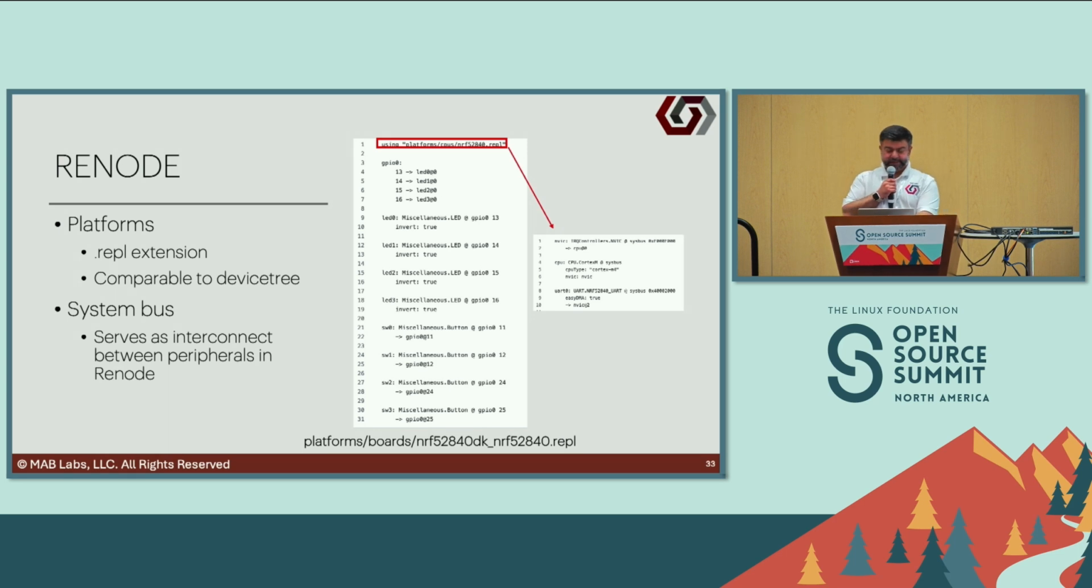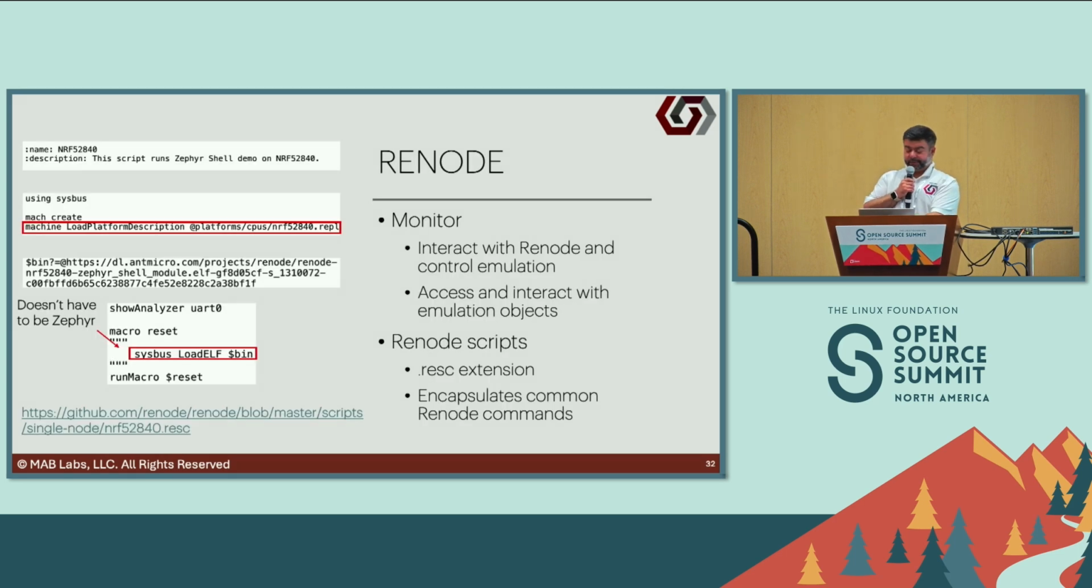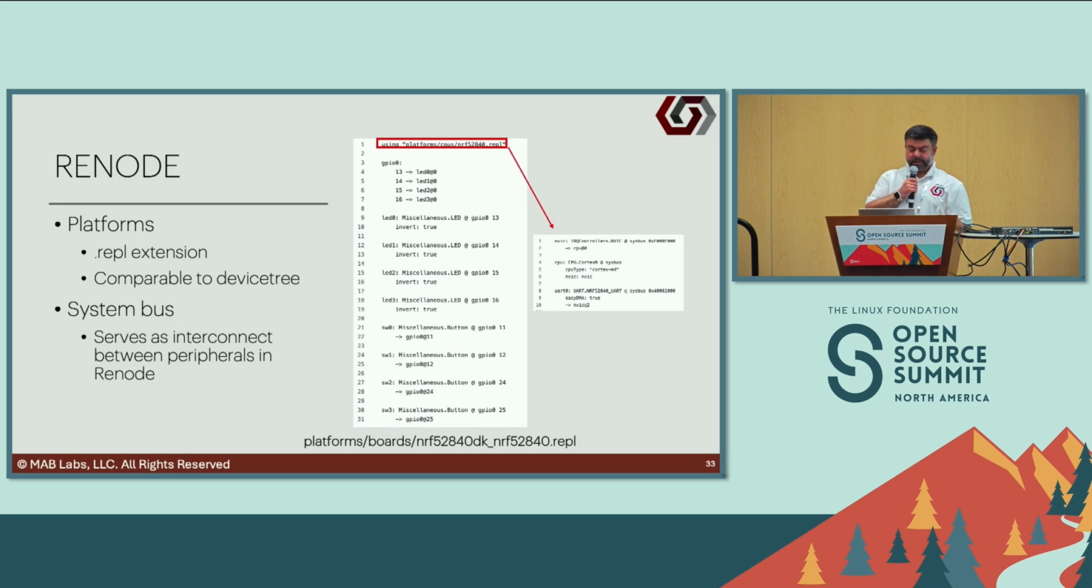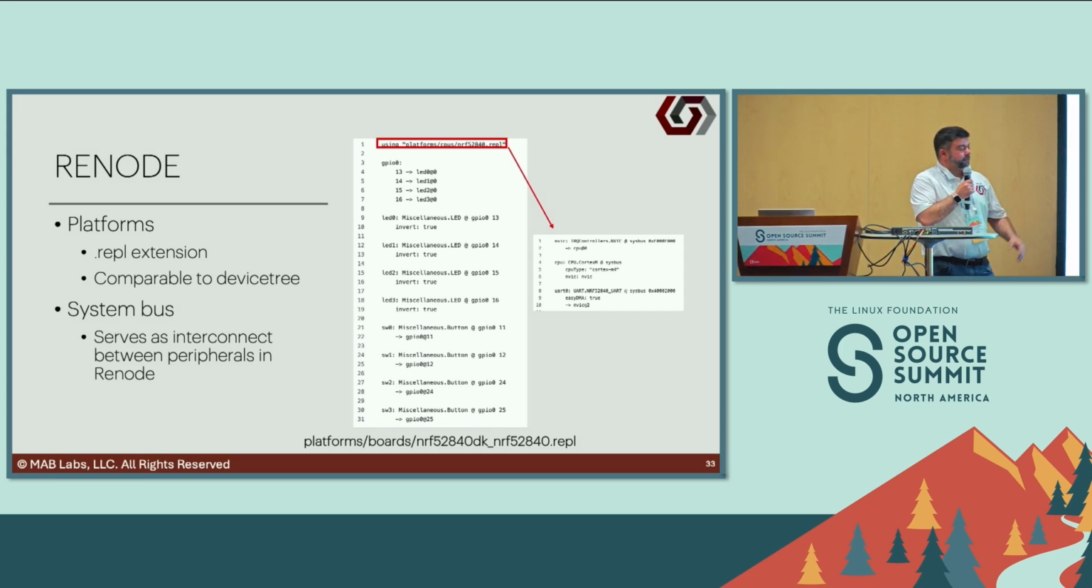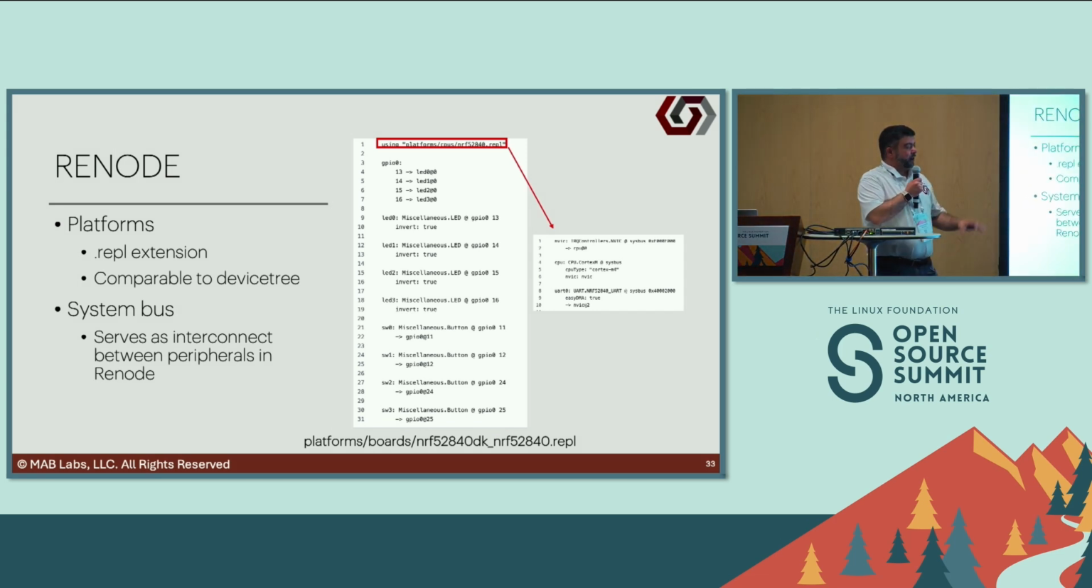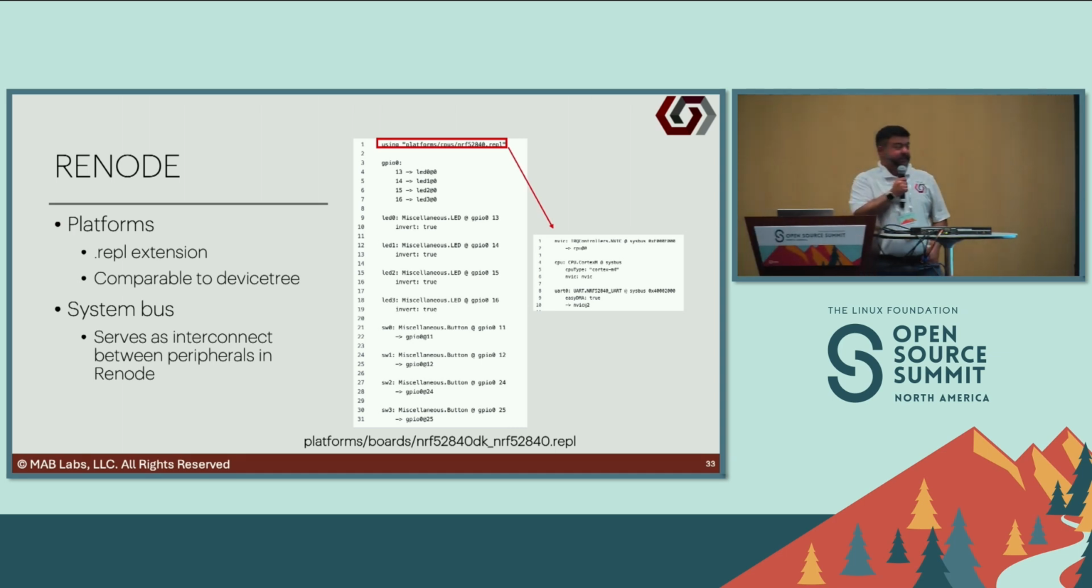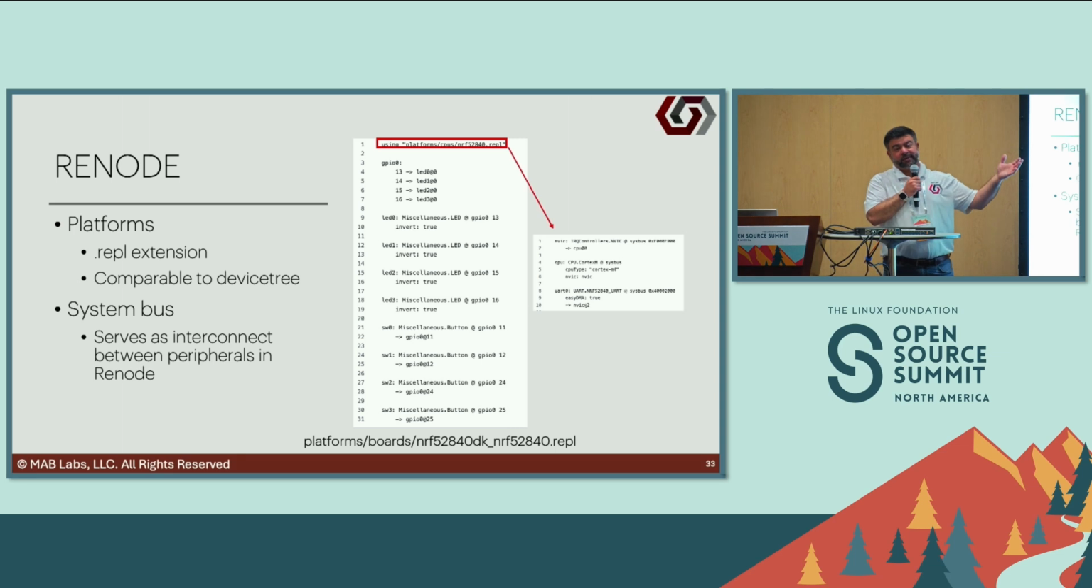Platform: if we see here, we're loading up a particular platform. It's defined by this REPL extension. If you're familiar with Zephyr and Linux, it reminds me of a device tree. Here we can see the platform definition for, let's say, a 52840 development kit. It's including the actual 52840 CPU. So it's like a device tree in that sense.